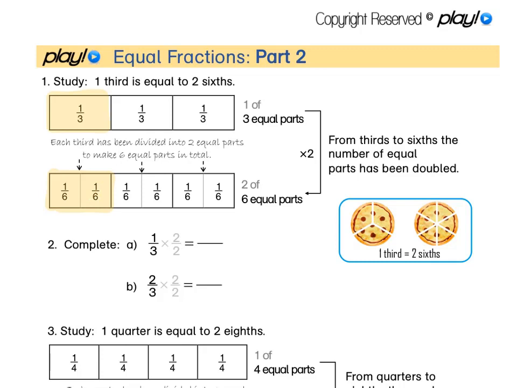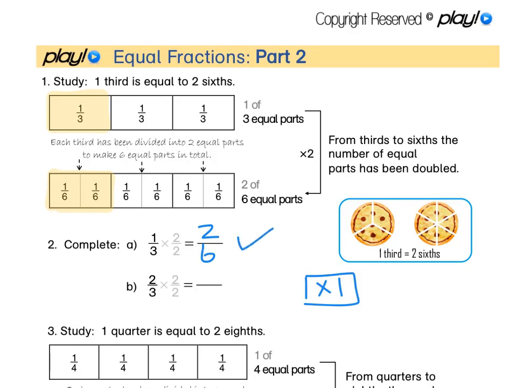From this we see, from thirds to sixths, the number of equal parts has been doubled. 1 of 3, both numbers are doubled to get 2 out of 6. So, what we actually do in a simple form is that we times the top and the bottom by 2. And we know that 2 out of 2 is actually equal to 1. So when we times by 1, we don't change the value of the fraction, we just change how it looks. So here we get 2 out of 6. So 1 out of 3 is equal to 2 out of 6.